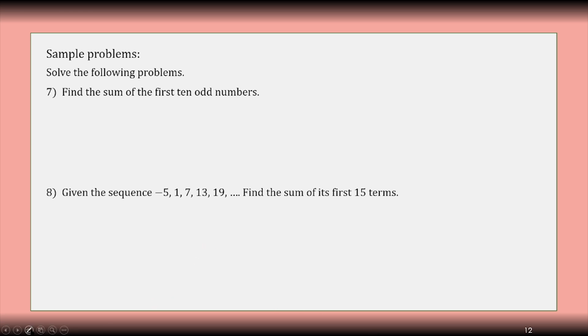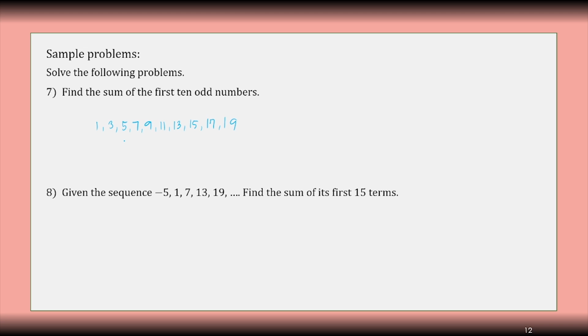So, palitan ulit natin yung ating ink. So, ang ink natin is blue. So, we have 1, 3, 5, 7, 9, 11, 13, 15, 17, and 19. So, ito yung ating first 10 terms of the odd numbers. In this example, as you can see, we can add manually. So, 1 plus 3 plus 5 plus 7.